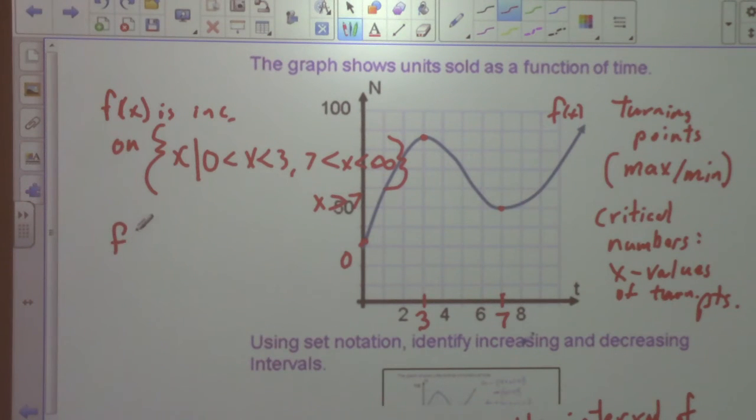So f of x is decreasing on what interval or intervals? 3 to 7. So there we have it, right? Make sense? Okay, well, so these would be our answers here.